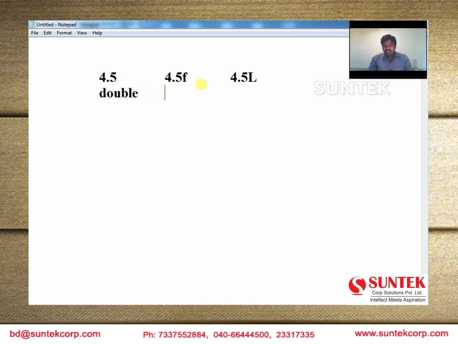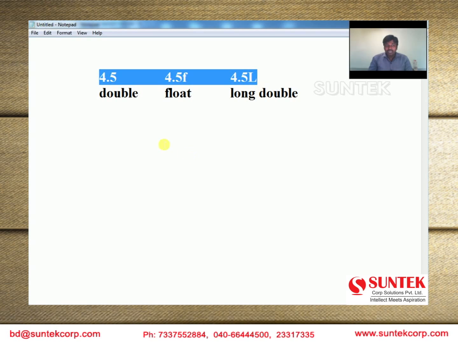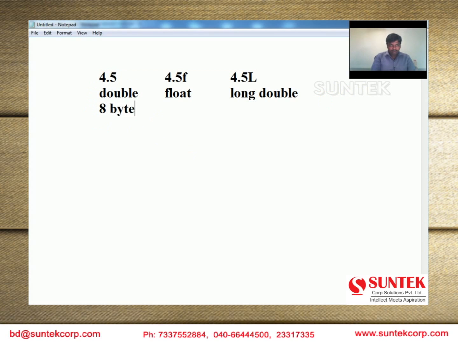4.5 is not float. What is float? If you write 4.5f, then it is float. What about 4.5l? It is a long double. All are 4.5, yes, but the difference is there. 4.5 is stored in 8 bytes. 4.5f is stored in 4 bytes. 4.5l is stored in 10 bytes.